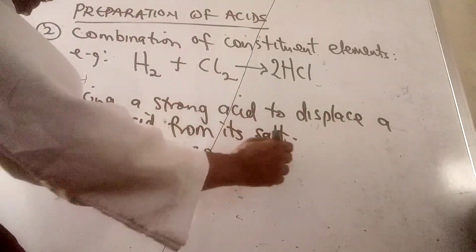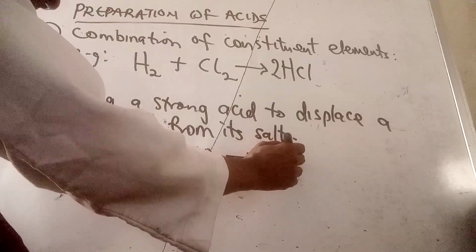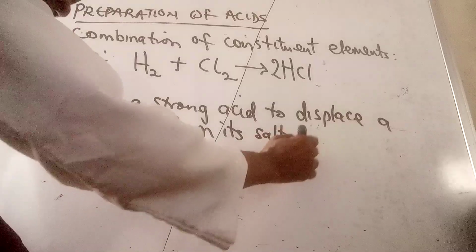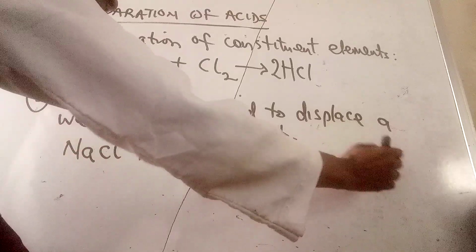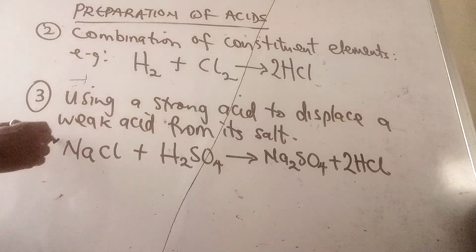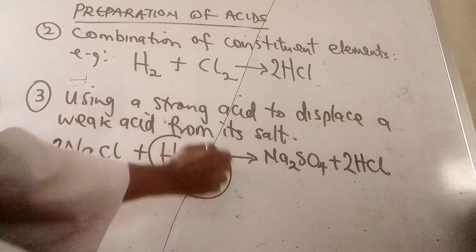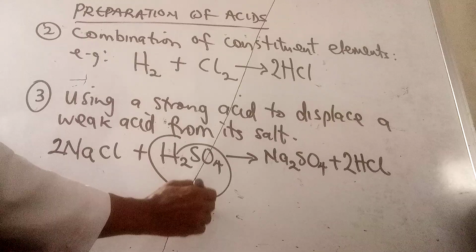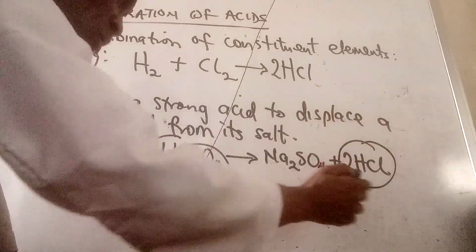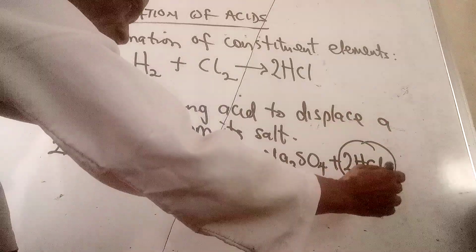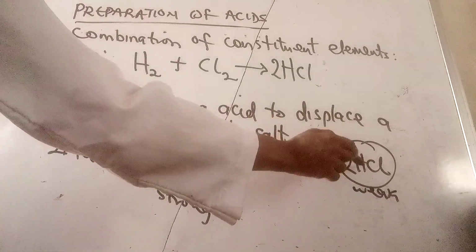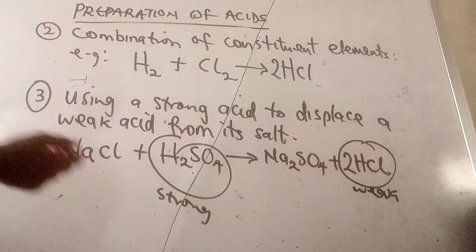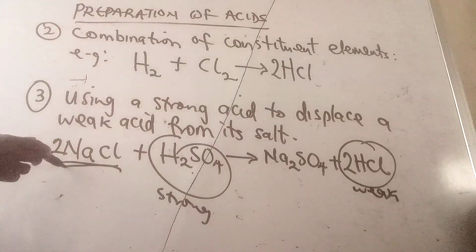You are going to have sodium sulfate and hydrochloric acid. Let me balance it. So this is a strong acid, and this is weak compared to this. So that means we use strong acid to bring out this weak acid, HCl, from the salt. So take note of that.